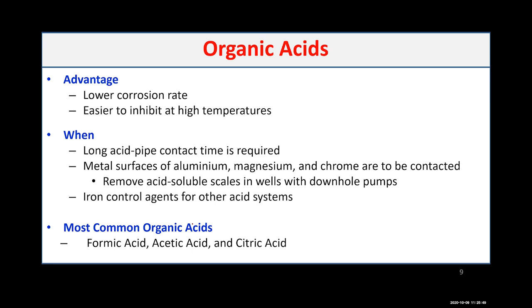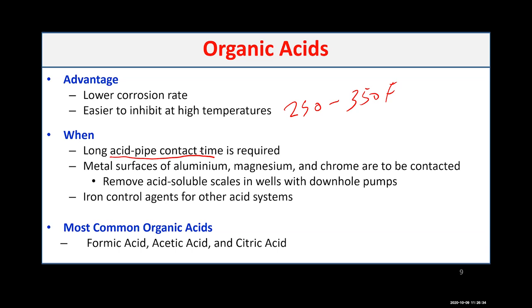The advantage is they have a lower corrosion rate. They do not react as much with the tubes, so they do not reduce the integrity of the tube. Also, we can easily inhibit them. We can add a small amount of corrosion inhibitor, and we can use them at high temperature. Organic acid is used extensively between 250 Fahrenheit up to 350 Fahrenheit without any issue. Again, we use them when we have a high acid contact time, and that happens because sometimes we cannot inject at a high rate, so we're pumping at a really low rate and we have a really deep well. In this case, we recommend the organic acid.